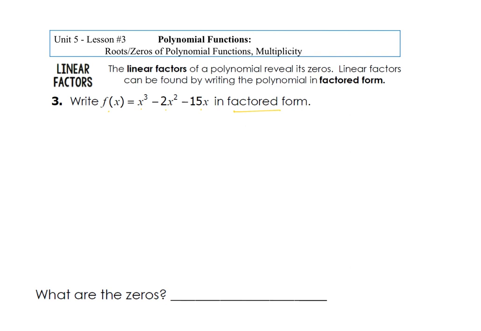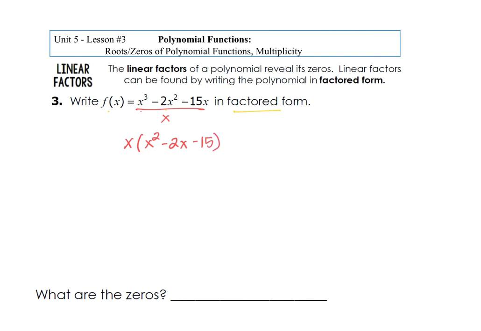Now I start by looking at my function, and I always look for a greatest common factor first. So if I'm looking at x cubed minus 2x squared minus 15x, notice I said x for all of them. So I have a GCF of an x. I'm going to pull that out of each term. So that gives me x parentheses, and now I'm taking one x out of each. So x squared minus 2x minus 15.